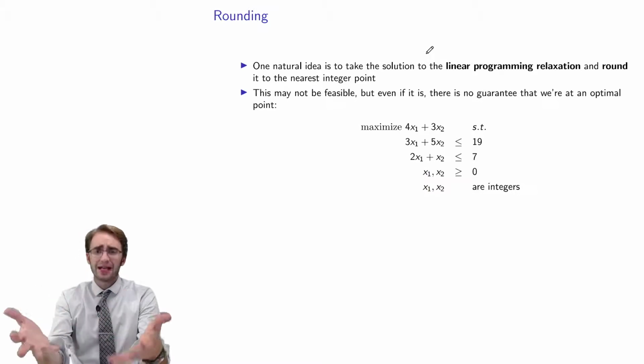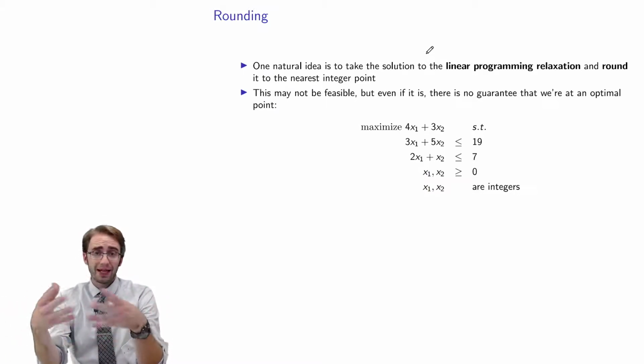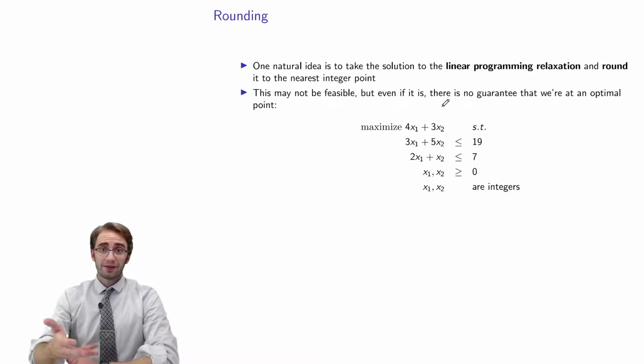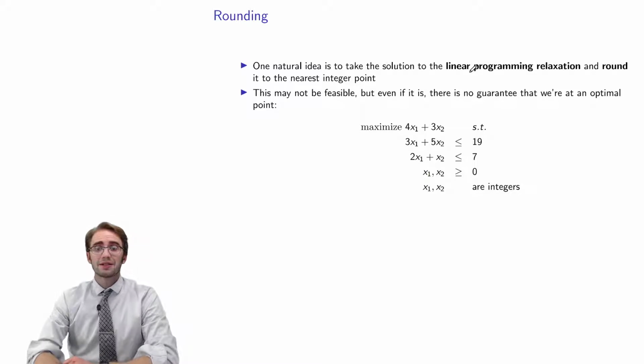So, all right, let's try the natural kinds of approaches here and see where they break down. Rounding, right? The natural thing that anyone is going to do when you describe this problem to them is they'll say, well, let's just take the linear program version of the problem. Forget about the integer constraints, solve the linear program, and then just round it, right? Just round the entries of that to the nearest integer and see where that gets you. So number one, that might not even be feasible. Problem number one. Problem number two, even if it is, there isn't a guarantee that you're at an optimal solution.